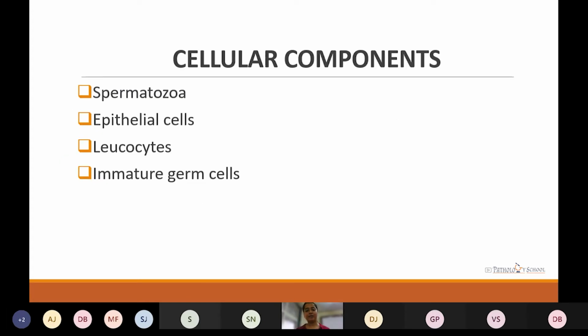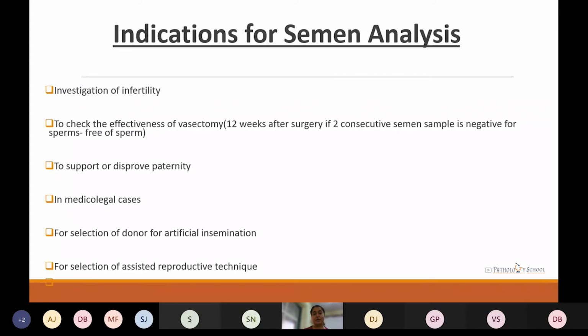Now the cellular components. The four major cellular components are spermatozoa, epithelial cells, immature germ cells, and leukocytes. Now, what are the indications for semen analysis? Most common is for investigation of infertility. Then we have to check the effectiveness of vasectomy.